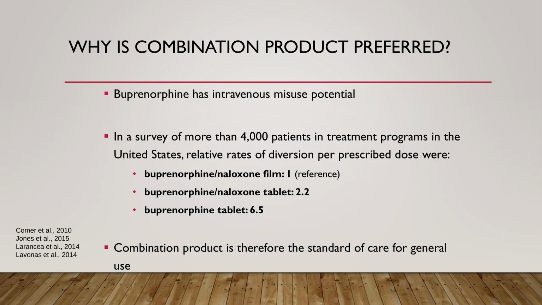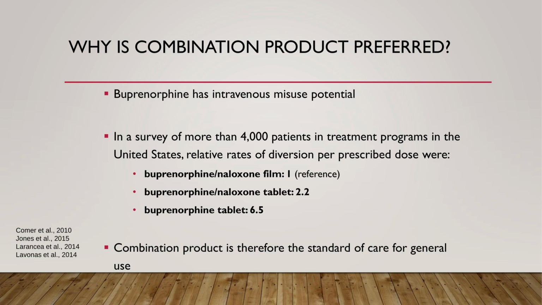So why is there a combination product? Why do we have buprenorphine alone, and then why do they mix it with naloxone? And the reason is because buprenorphine does have an intravenous misuse potential. So there is a potential for people to take buprenorphine, dissolve it, and then try to inject it to try to get intoxicated from it. Because of that partial agonist effect, it's not nearly as sought after as, say, injecting heroin or methadone or hydrocodone, but it does have a potential to be used in an intravenous fashion.